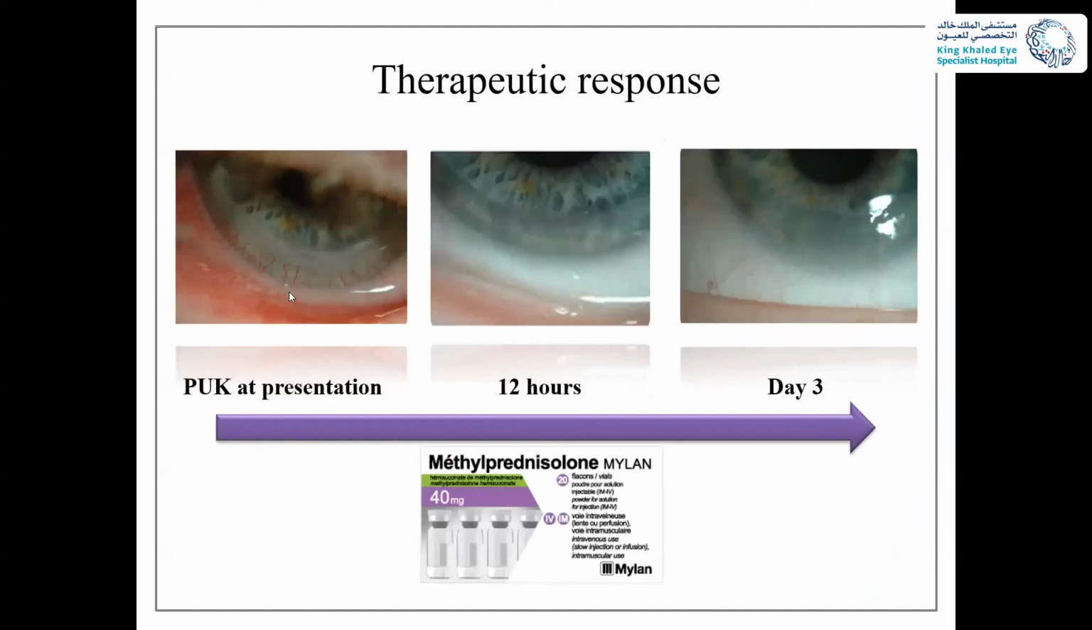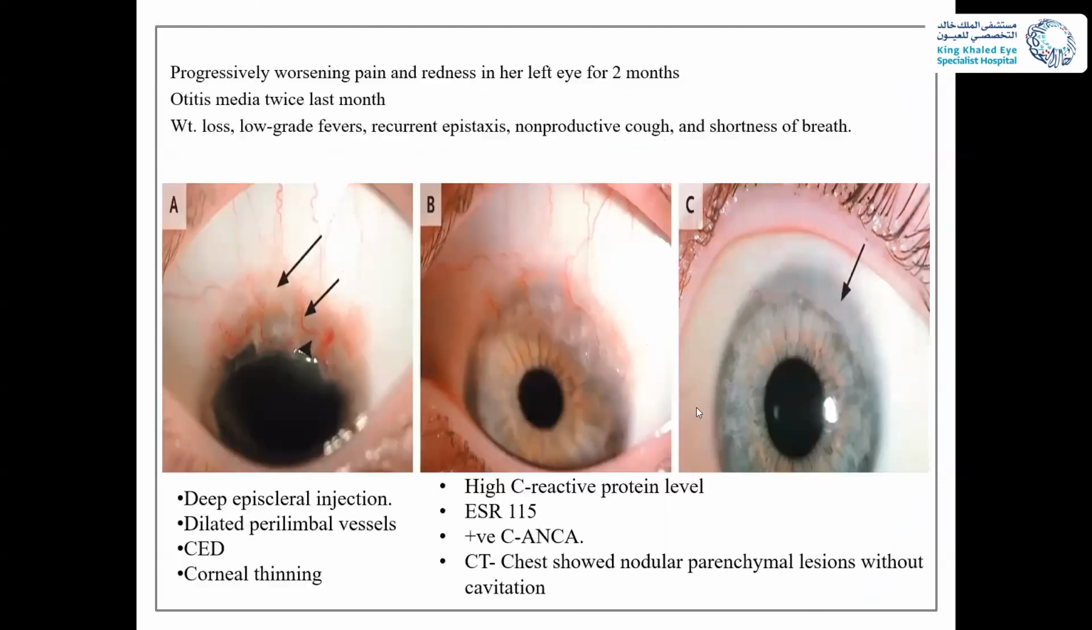This is a patient who presented with a peripheral extensive PUK with vascularization at the periphery. Was started on a depot of methylprednisolone to arrest the inflammation. Within 12 hours, inflammation started to subside. In 3 days, the cornea started to heal. Now, this is another case.